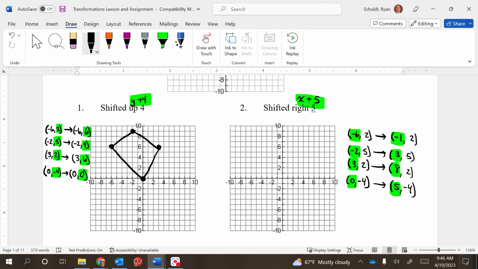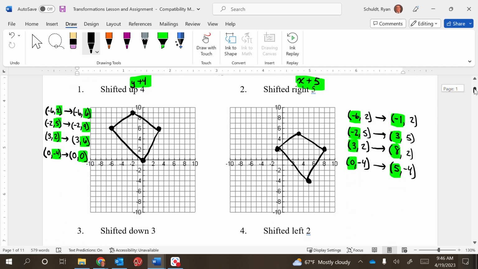So let's plot our new points. -1, 2; 3, 5; 8, 2; and 5, -4. And of course, we have to connect the dots. There we go. We shifted it right 5. So we went from our original and went to the right 5.